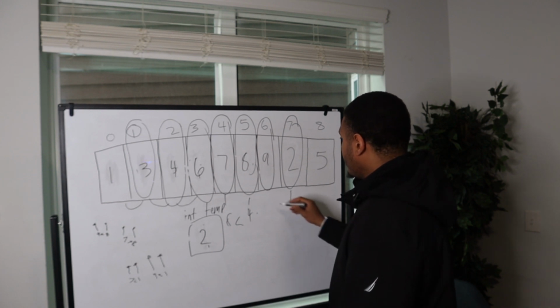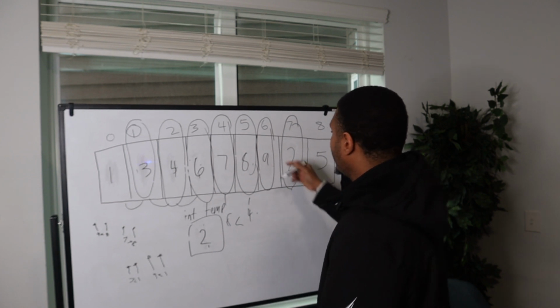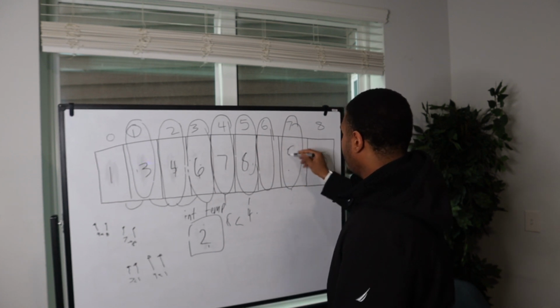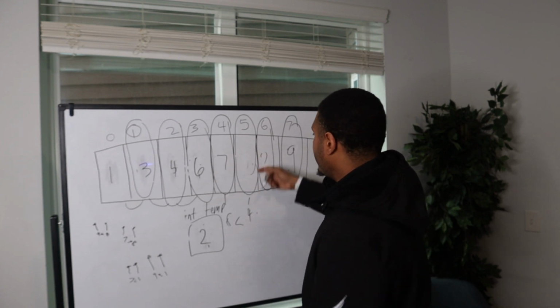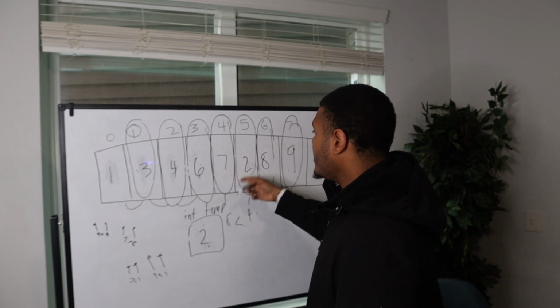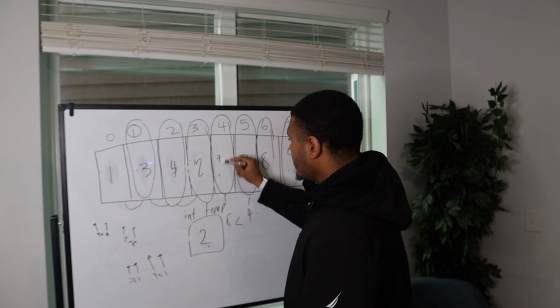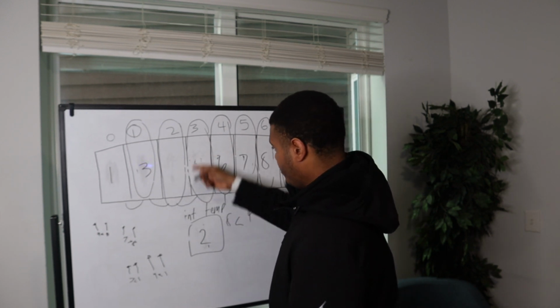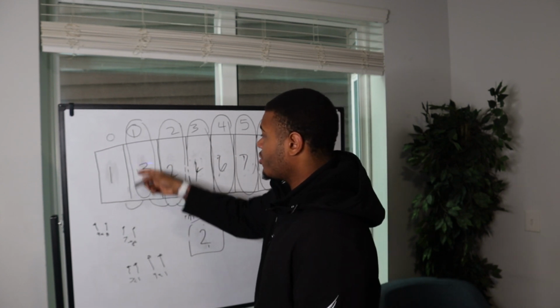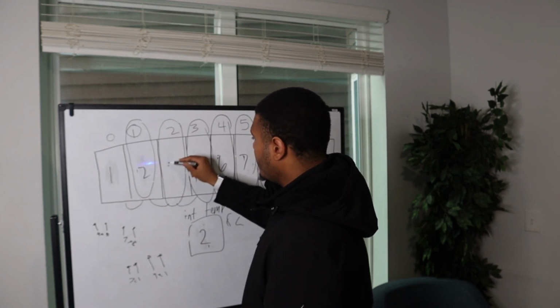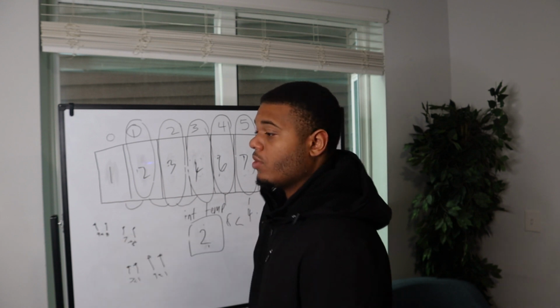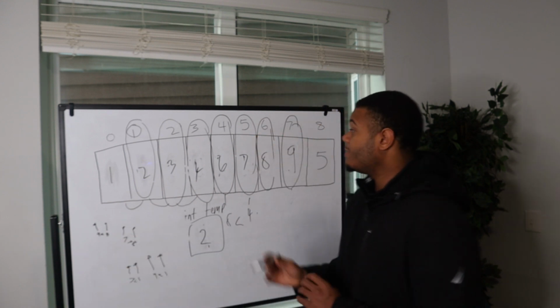So 2 and 9, we know this. 9 is greater than 2, so these will switch. 8 and 2, 8 is greater than 2, so these will switch. 7 and 2, 7 is also greater than 2. 6 and 2, 6 is also greater than 2. 4 and 2, 4 is also greater than 2. 2 and 3, 3 is also greater than 2. And 2 and 1, 2 is greater than 1, so it would stay right here in this place.